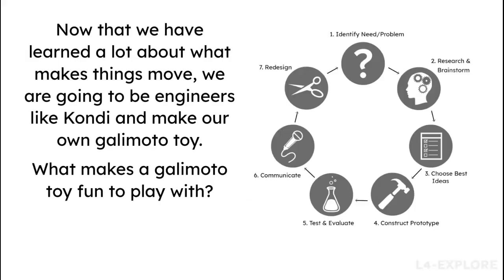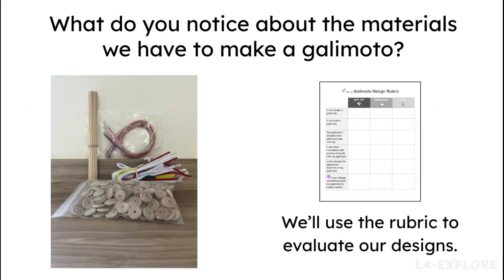For the explore portion, you'll tell students that they've learned a lot about what makes things move, and they are going to be engineers like Condi and make their own Galimoto toy. You'll show students what materials are available for their Galimoto engineering project and explain that these items are to be shared amongst the engineers. You'll introduce the Galimoto Design Rubric student journal page.